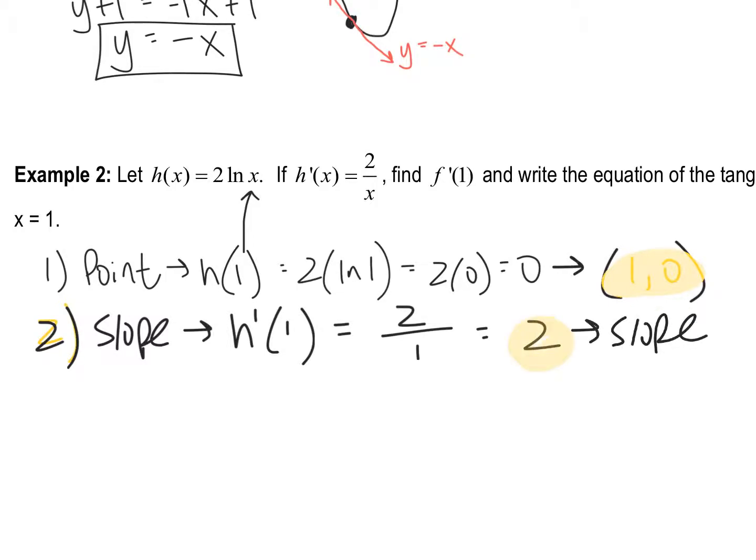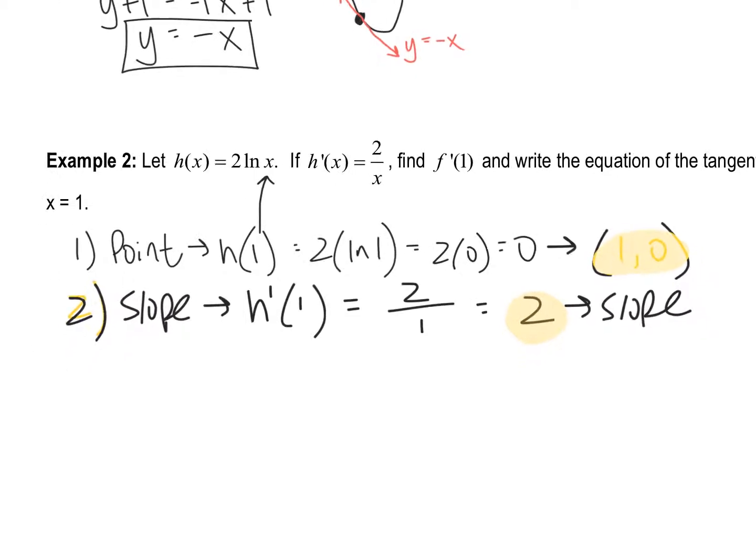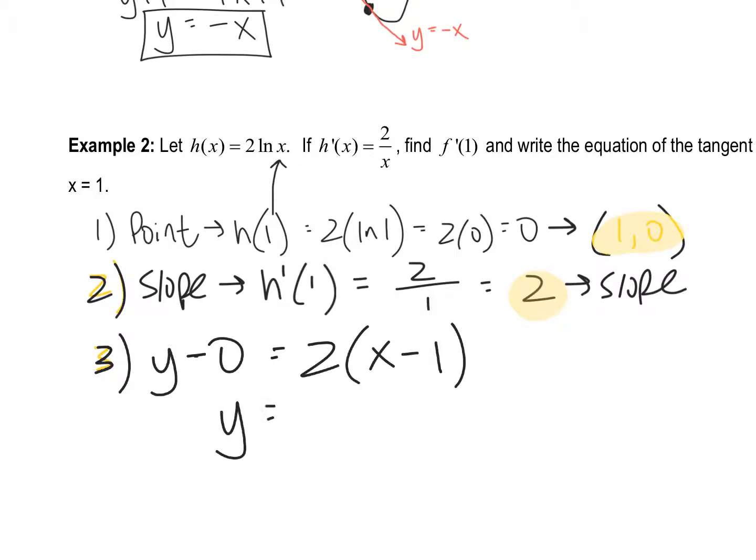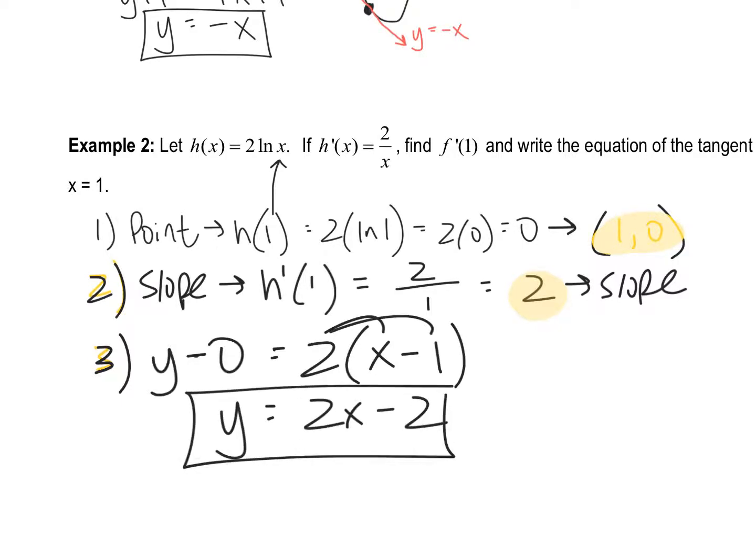So I'm trying to keep track of all the important information that I found here. Step 3, now that I have a point and a slope, I can use my algebra 1 skills to do y minus the y value equals the slope times x minus the x value. And all I have to do is clean this up a little bit, so I get y equals 2x minus 2. Don't forget I distributed that and the 0 doesn't matter, okay? All right, moving on to part 2.